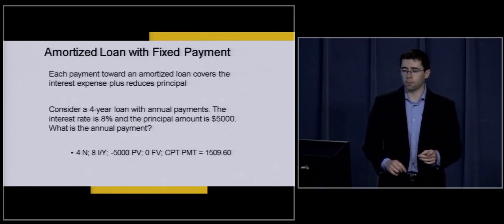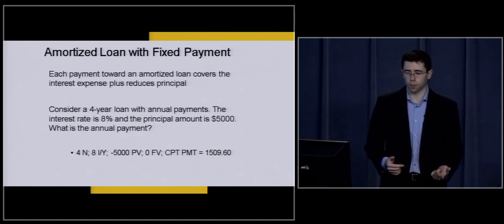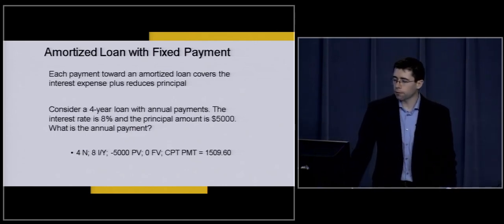So first step in building an amortization schedule or amortization table is calculating your regular payment. Well, in this case, because we have a 4-year loan with annual payments and our interest rate is 8% and our principal amount is $5,000, we know that our N is 4, our I/Y is 8, and our PV is negative $5,000. We could use $5,000 or negative $5,000, but I just wanted this payment to be positive, and if we have a negative PV, that's going to make this payment positive.